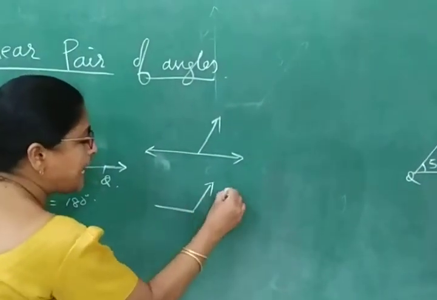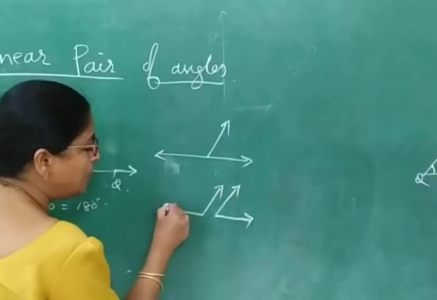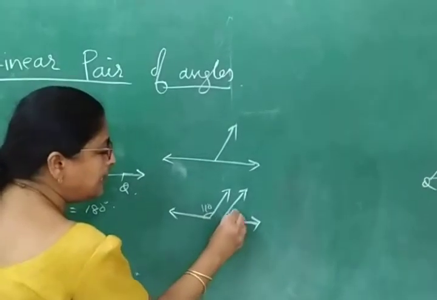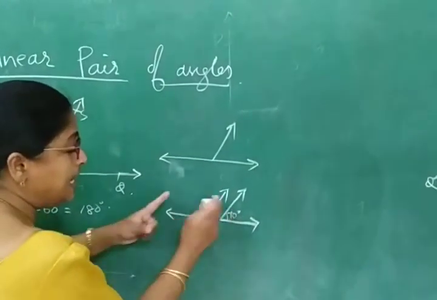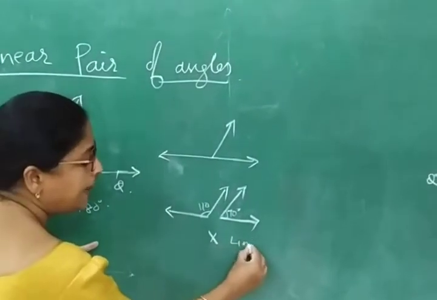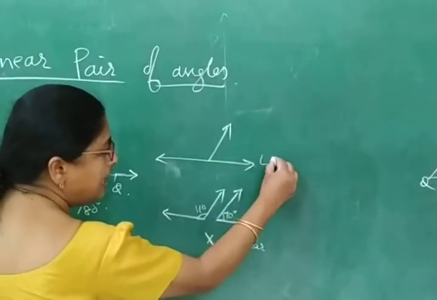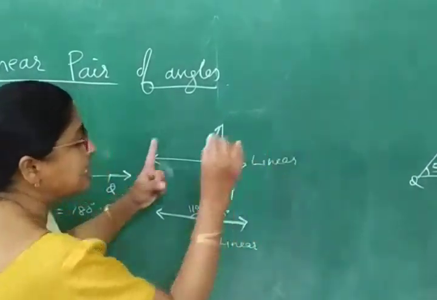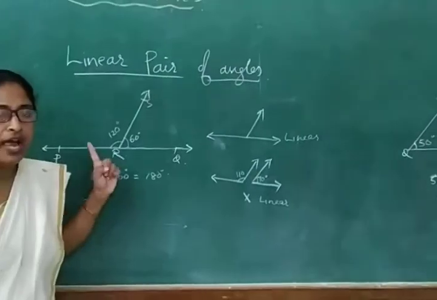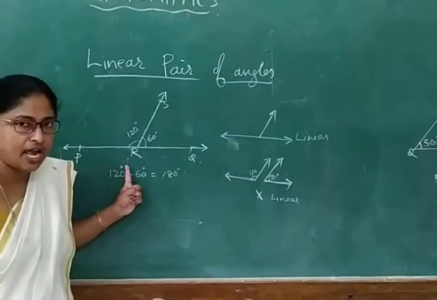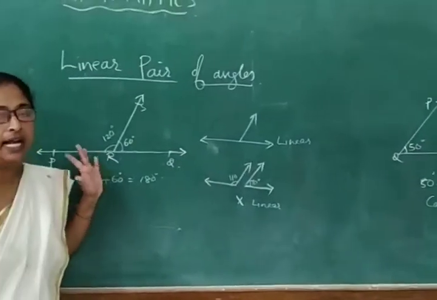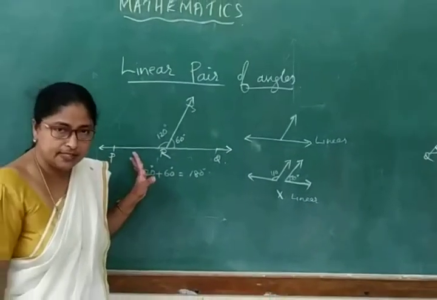But there can be two different angles with total 180 degree, let us say 110 degree and 70 degree. They are supplementary but they are not linear pair. Here they are linear as well as supplementary. Remember that linear pair of angles are always supplementary angles, but supplementary angles may not be linear pair always.